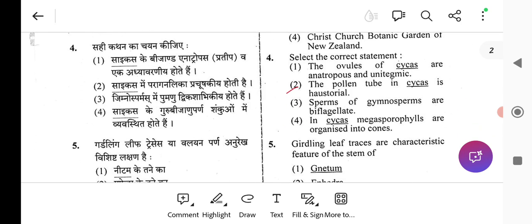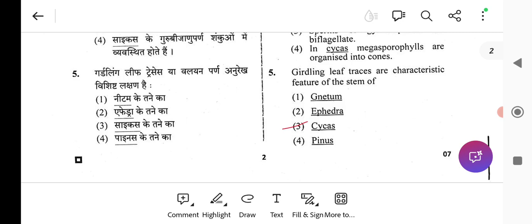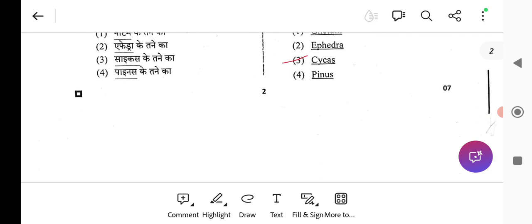Select the correct statement. The ovule of cycas is anatropous? No, it is orthotropous. The pollen tube in cycas is haustorial. It is absolutely correct. Next: girdling leaf traces are a characteristic feature of cycas.